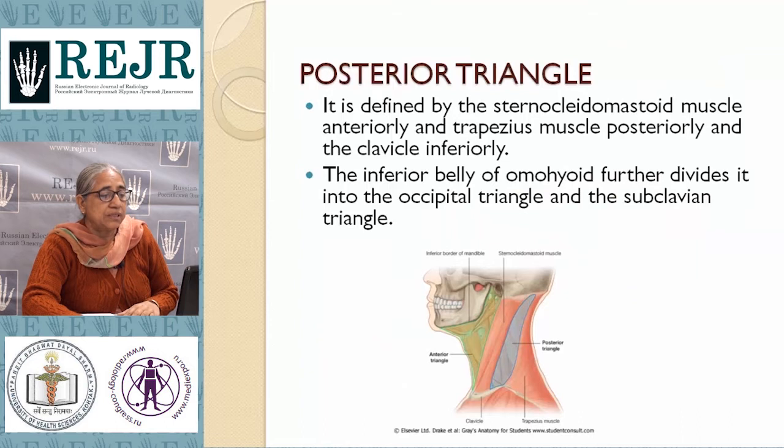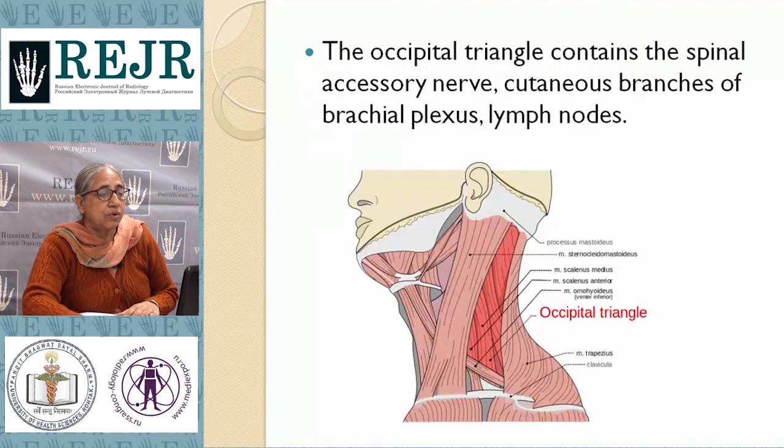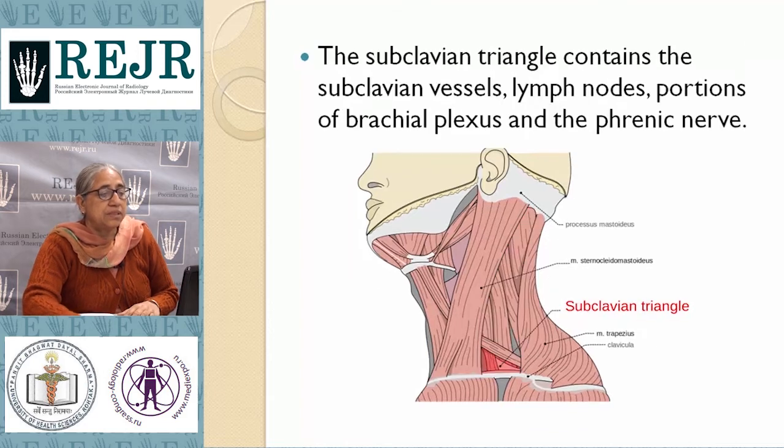The posterior triangle is defined by the sternocleidomastoid muscle anteriorly and trapezius muscle posteriorly and the clavicle inferiorly. The inferior belly of the omohyoid will further divide it into the occipital triangle and the subclavian triangle. The occipital triangle contains the spinal accessory nerve, cutaneous branches of brachial plexus and lymph nodes. The subclavian triangle contains the subclavian vessels, lymph nodes, portion of the brachial plexus and the phrenic nerve.